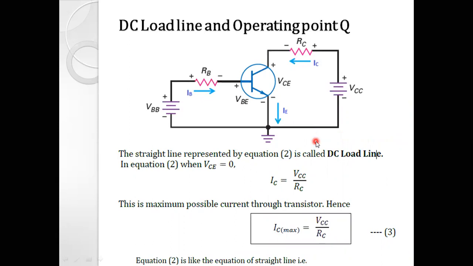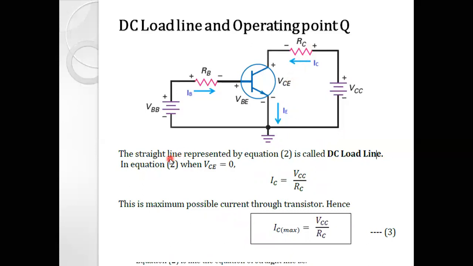In the previous session, we understood that output characteristic is the graphical representation between two output parameters. Here, the output parameters are the collector current and the collector emitter voltage, where the output voltage should be on the x-axis and output current should be on the y-axis.